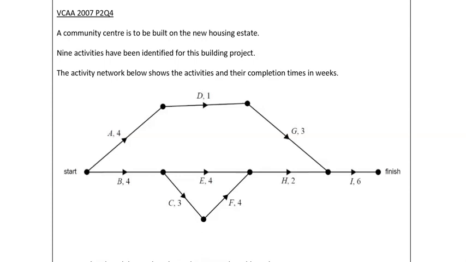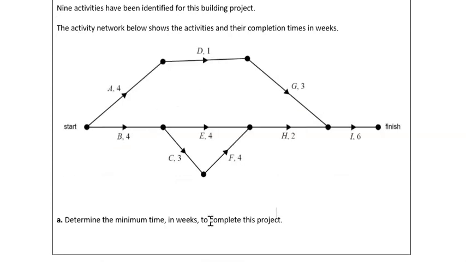So here we have a community centre is being built on a new housing estate. 9 activities have been identified for the project, and the activity network below shows the activities and their completion time in weeks. So first step is, or first part of the question is asking us to determine the minimum time in weeks to complete this project.